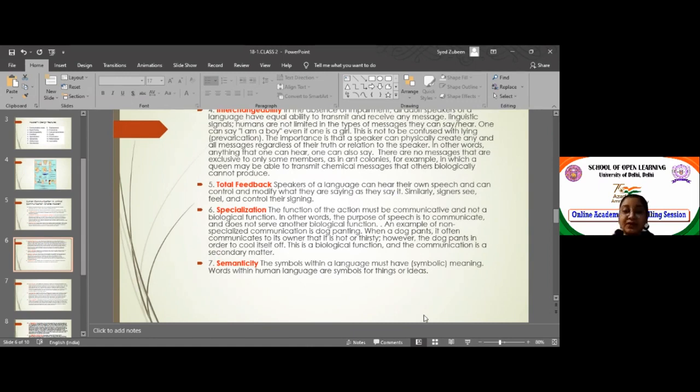The symbols within a language must have symbolic meaning. Words within human language are symbols for things or ideas, right? For example, when we are studying A, B, C, D, E, we know how A is written, how B is written, how C is written, right? And that is how we grow up to learn the language, to form words and use them as a form of communication. It's not like if it is an A, we will say that it's a D or an E. No, as long as it is written like this, it is an A. If this is B, it is a B. It cannot be a C, it cannot be a D, right?